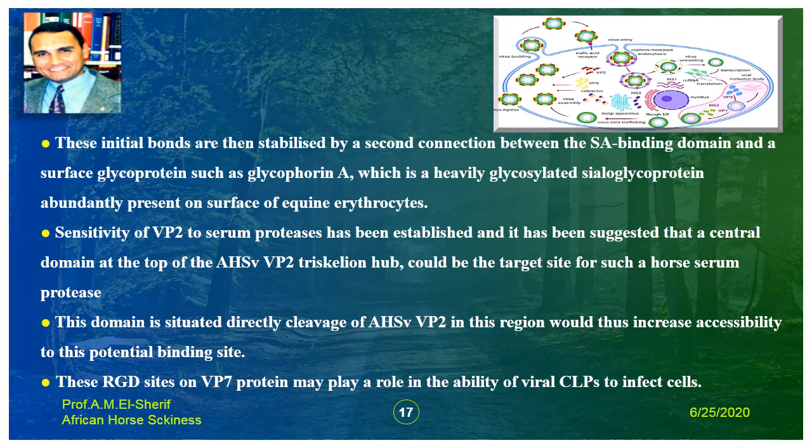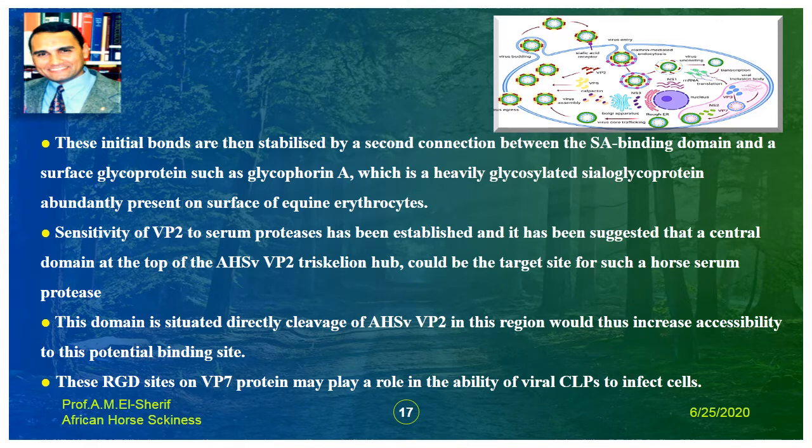Sensitivity of viral protein 2 to serum protease has been established, and it has been suggested that a central domain at the top of the African horse sickness virus protein 2 triskelion hub could be the target site for such a horse serum protease. This domain is situated directly there, and cleavage of African horse sickness viral protein 2 in this region would thus increase accessibility to this potential binding site.